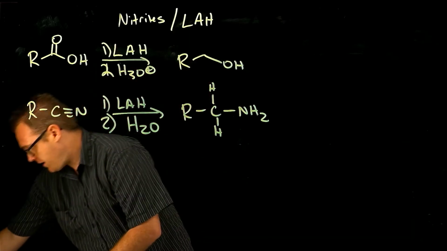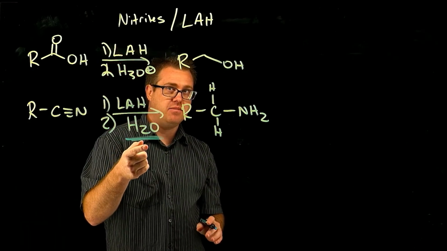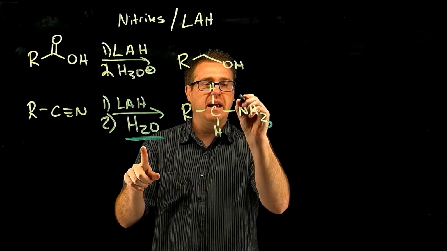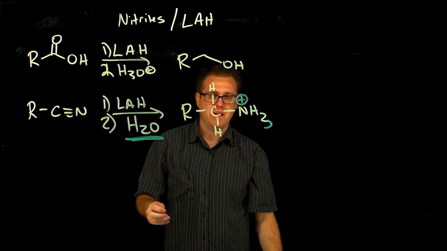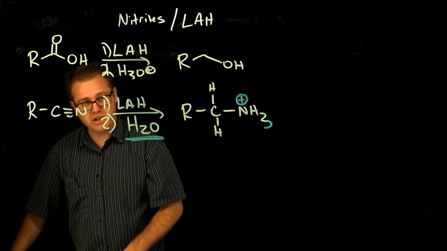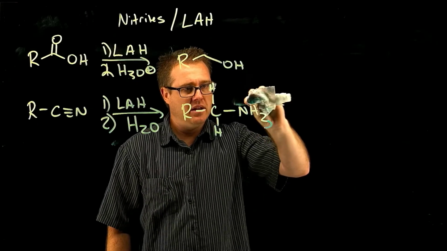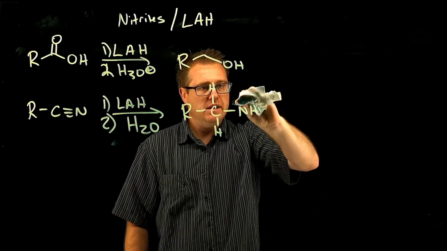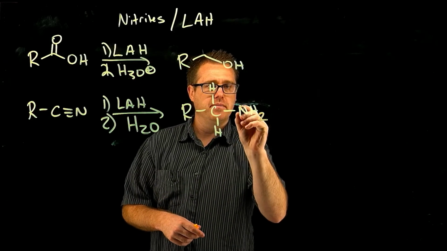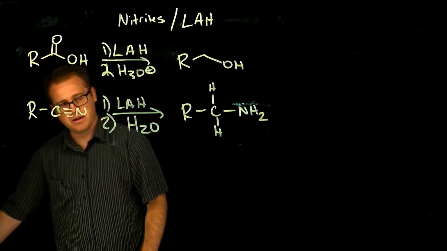Now the reason why we don't use acid in the aqueous workup step like we did up here is because if we used acid, then we would protonate that guy and make the ammonium derivative, and we don't want that. So using just water won't protonate that amine and give us the product that we want. So we'll just put a H2O right there. Okay. That's the reason why we only use water in this one.